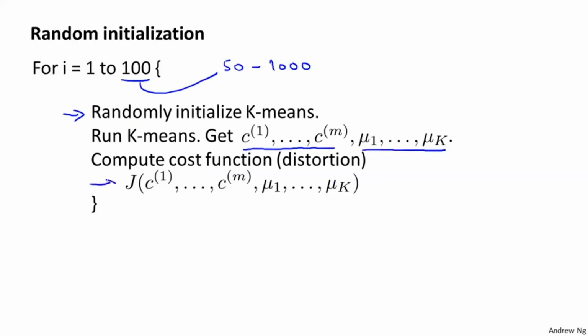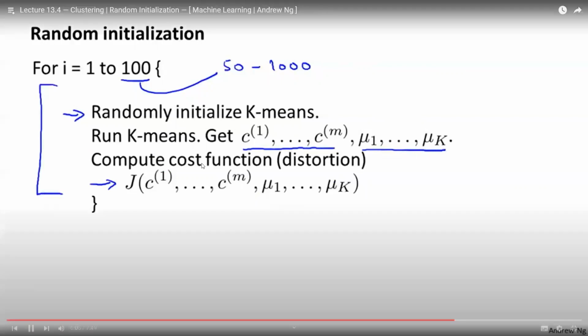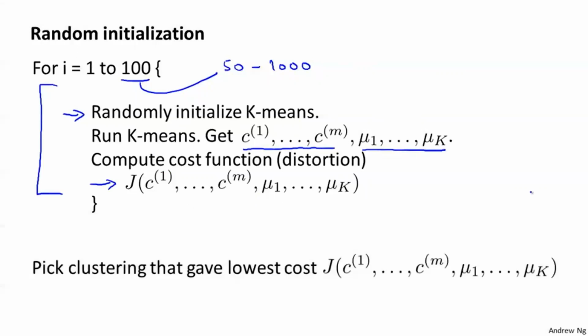And we would then compute the distortion J, that is, compute this cost function, on the set of cluster assignments and cluster centroids that we got. Finally, having done this whole procedure 100 times, you will have 100 different ways of clustering the data. And then, out of these 100 ways we've found of clustering the data, just pick the one that gives us the lowest cost, that gives us the lowest distortion.